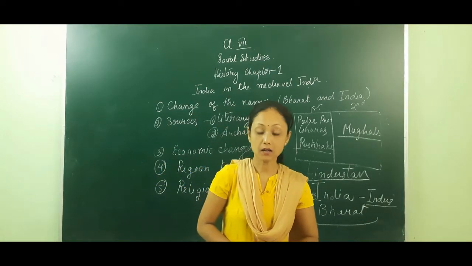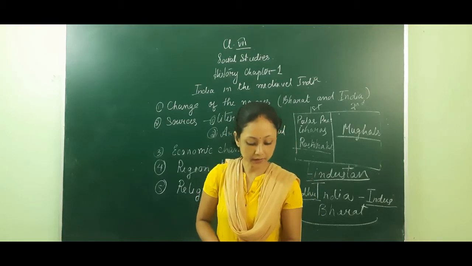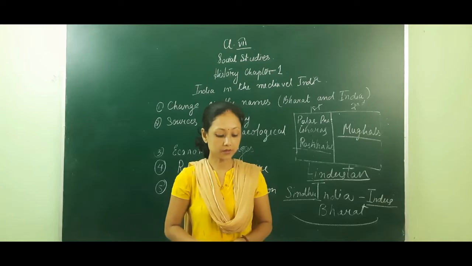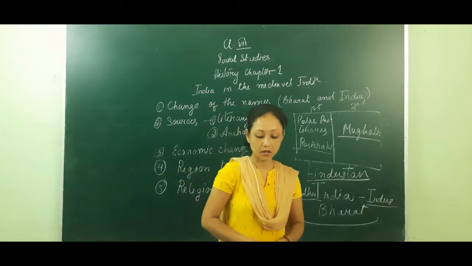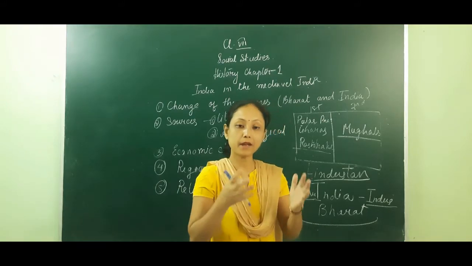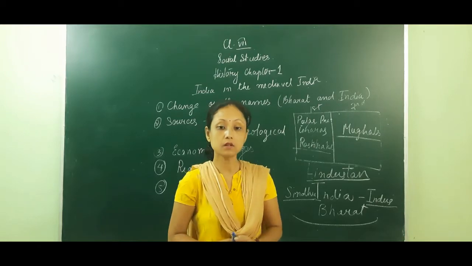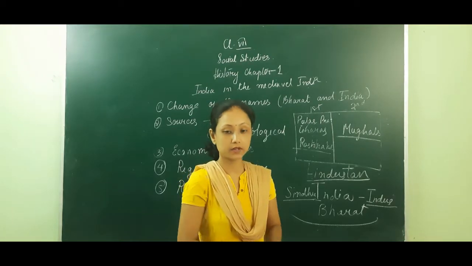For example, Al-Masaudi, an Arab traveler. Then many others, if you go through the book you'll come across Al-Biruni, Ibn Battuta, then Domingo Pias, then William Hawkins. There are many writers who gave us records about our Indian history. Now this is about literary source.